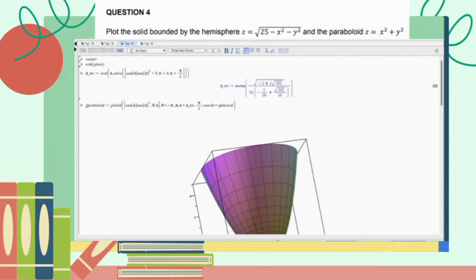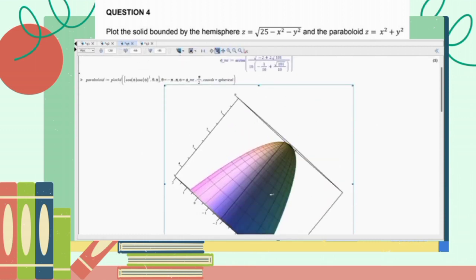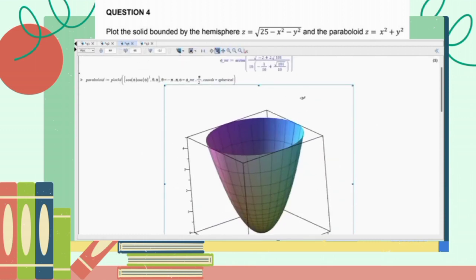And then we need to plot the paraboloid by using the command plot3d, rho, theta, and phi. The range for theta is negative pi until pi, and the range for phi is the calculation that we got before, until pi over 2. And then we need to use the coordinates equal to spherical, and then we get this solid.